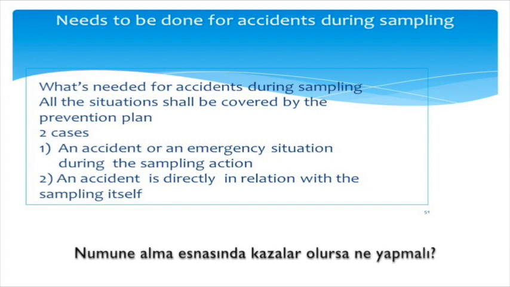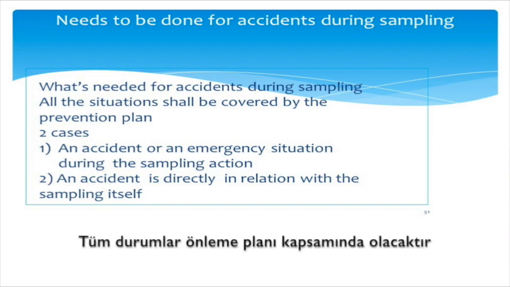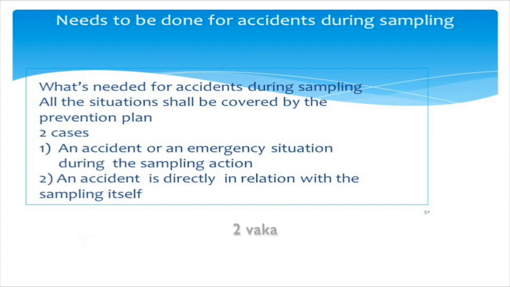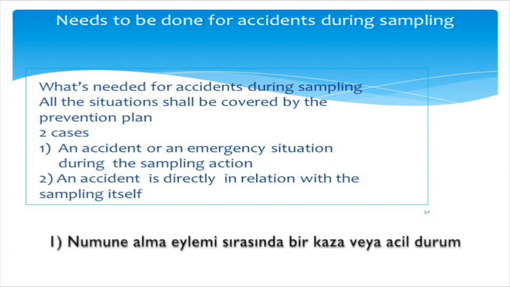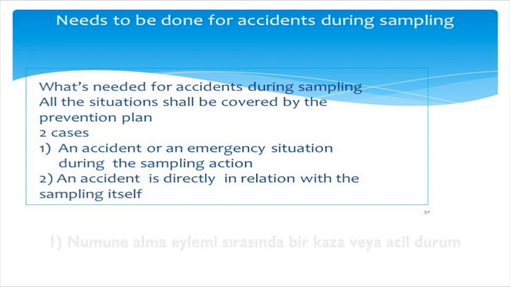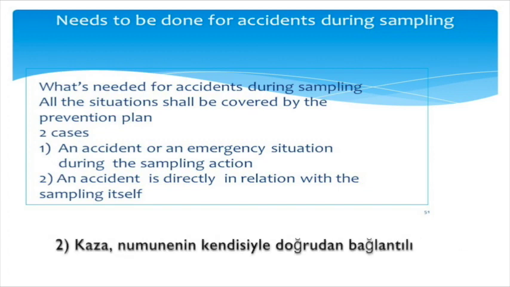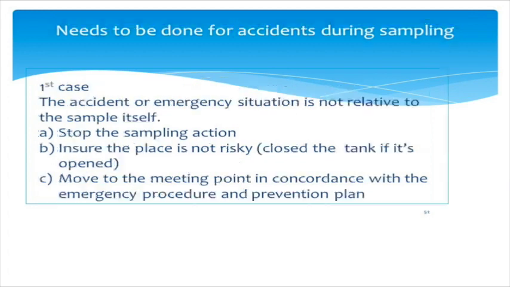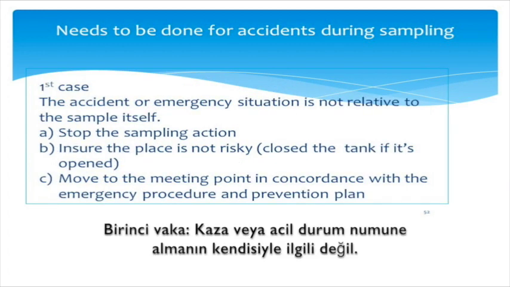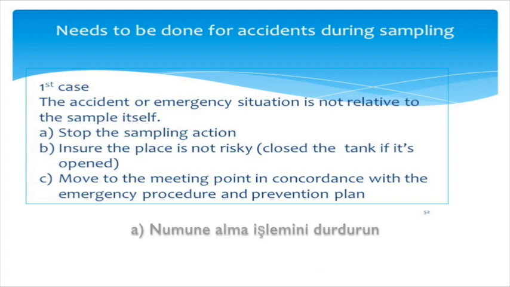What is needed in case of an accident during sampling? All the situations should be covered by the prevention plan. There are 2 cases: first, an accident or an emergency situation during the sampling action; second, an accident directly related to the sampling itself. First case, the accident or emergency situation is not related to the sampling itself.